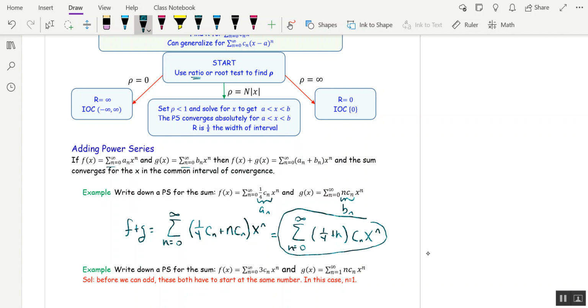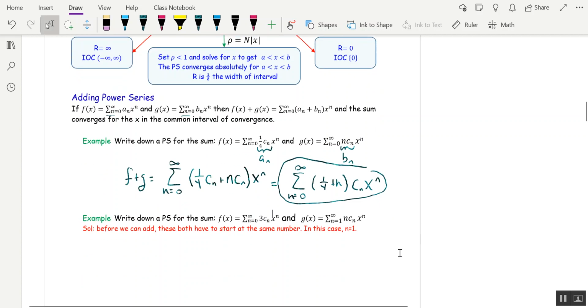Let's do another one. Write down a single power series for the sum of f plus g. And here we see that f starts at 0, but g starts at 1. So when that happens and we want to combine, we need to combine both power series, and they will start at the highest value of these two starting points. So this one starts at n equals 1. When we combine, we're going to have to start them both at 1.